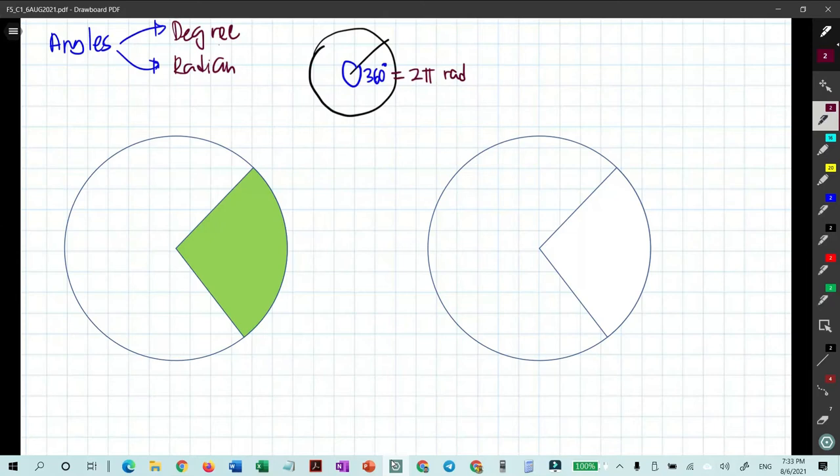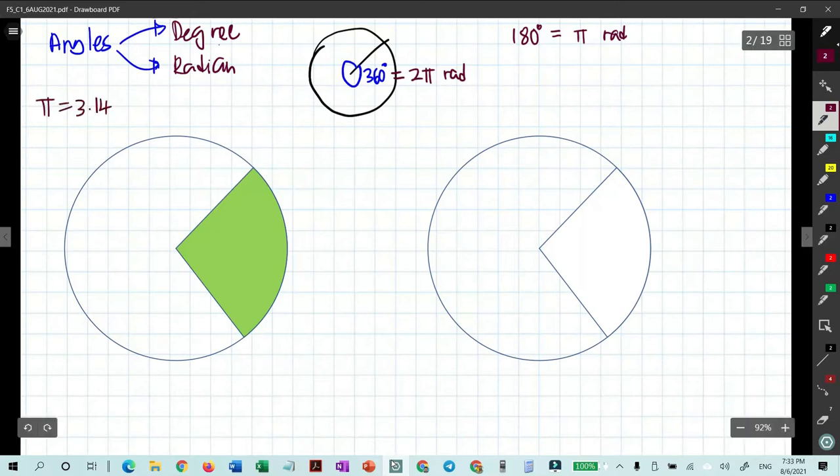So if 360 degrees is equals to 2 pi radian, therefore 180 degrees is going to be equals to pi radian. And for your information, pi is actually equivalent to 3.142. So in maths, we always use this value. Okay, avoid using 22/7, otherwise stated in the question. So the pi value that you should use in your calculation should be 3.142.